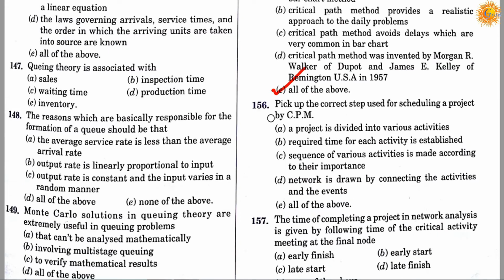Question number 156. Pick up the correct step used for scheduling a project by CPM. Option A, project is divided into various activities. Option B, required time for each activity is established, and option C, sequence of various activities is made according to their importance, and option D, a network is drawn by connecting the activities and the events, and option E is all of the above. So the correct answer is E, all of the above. Because the steps used for scheduling of the project by the CPM are: the project is divided into various activities, required time for each activity is established, sequence of the various activities is made according to their importance, and network is drawn by connecting the activities and the events.